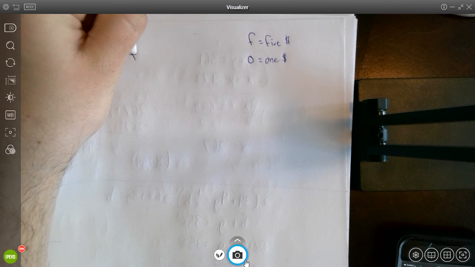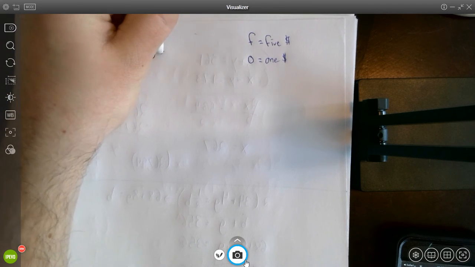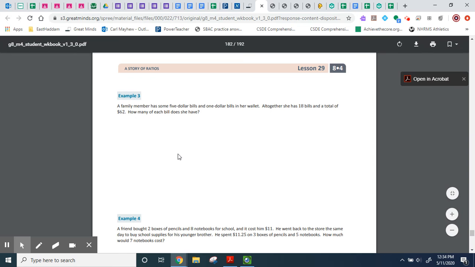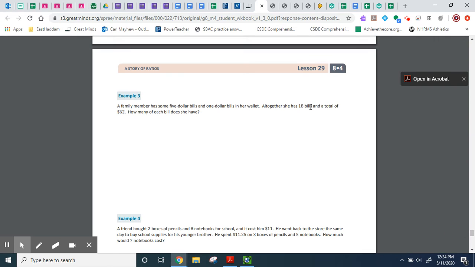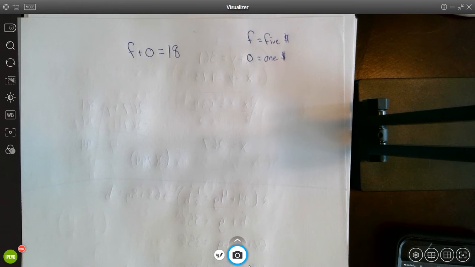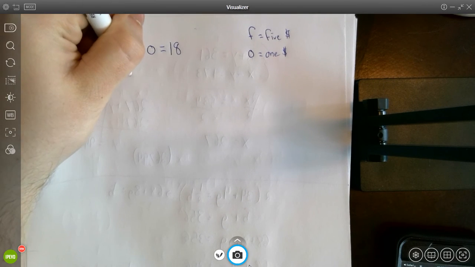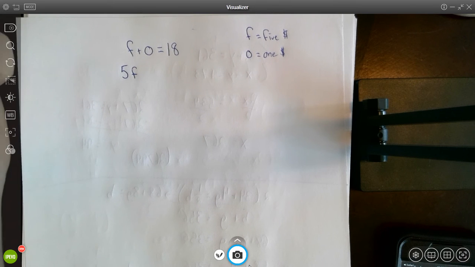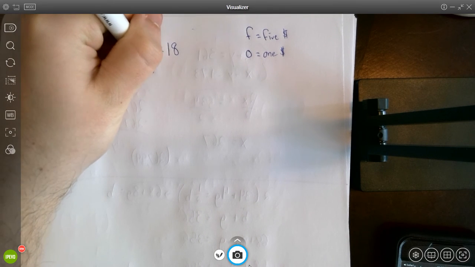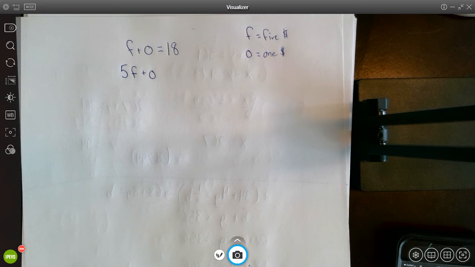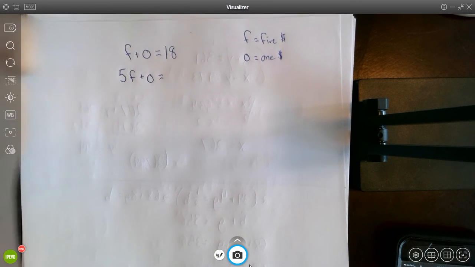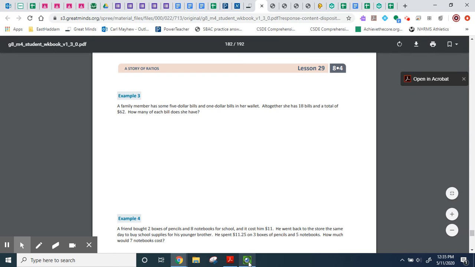So we know that the $5 bills and the $1 bills together have 18 bills altogether. So our F plus O is going to equal 18. She has a total of $62. So for that second equation, we know that there are $5 for every $5 bill, and there's $1 for every $1 bill. And so we know that the total here is going to be $62.